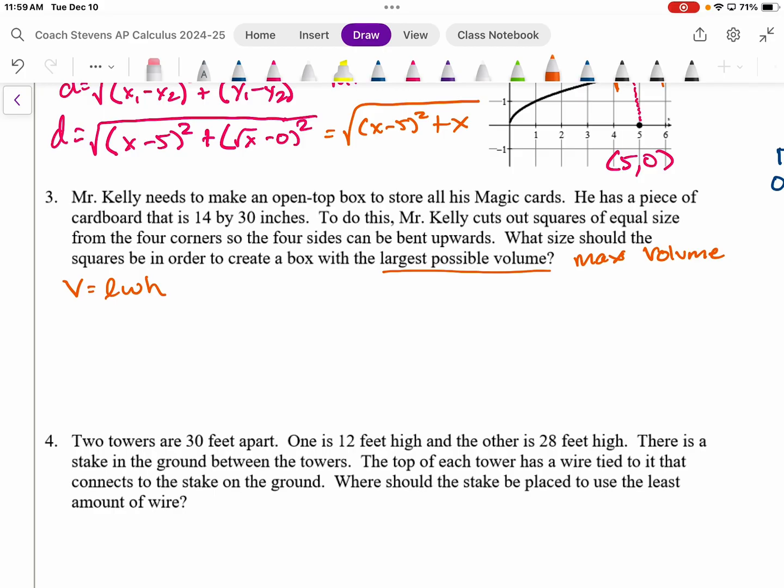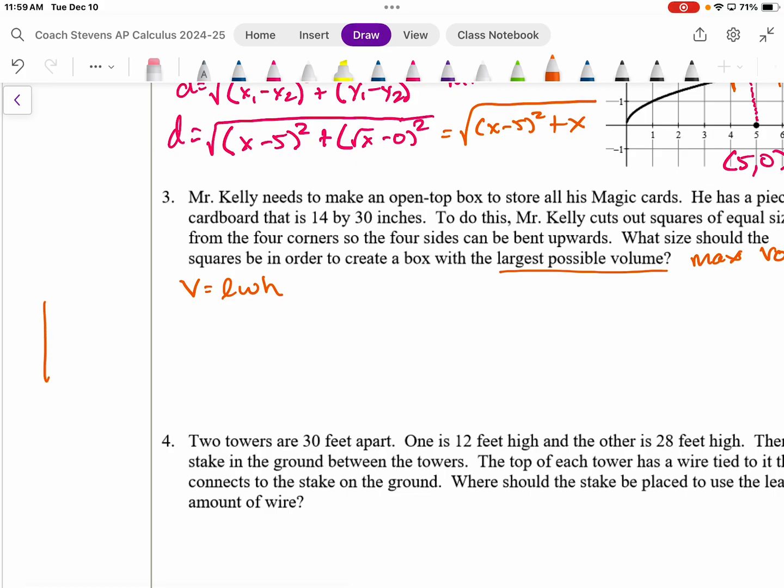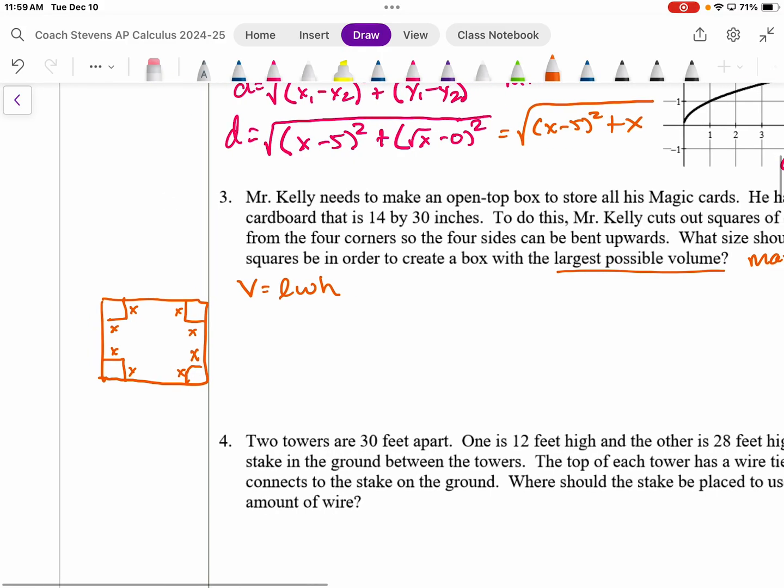So now we have to go through and say, all right, let's draw a picture. This one, a picture may help us. I got a rectangle. Each of the corners, we're going to cut out a square in each of the corners that are x by x. And we know it is 30 by 14.